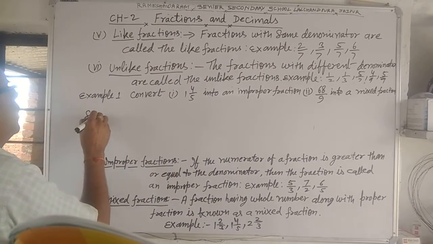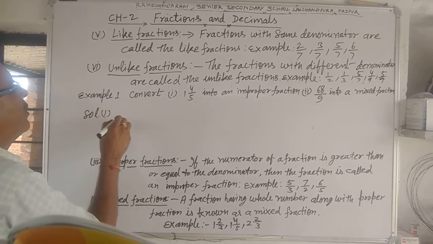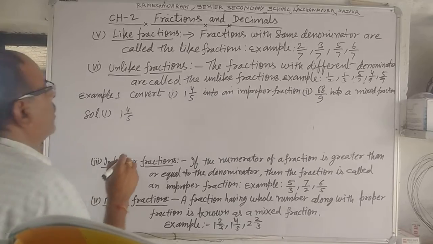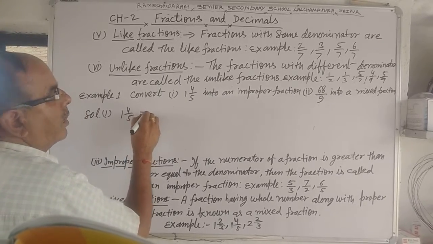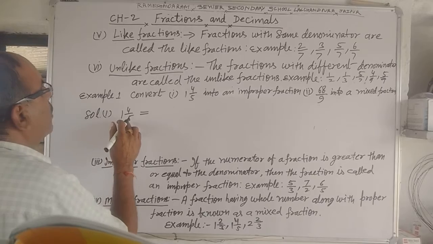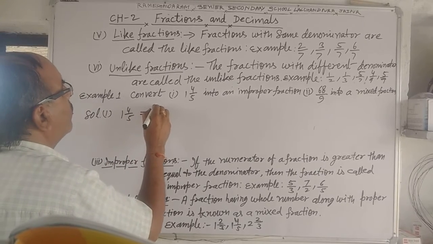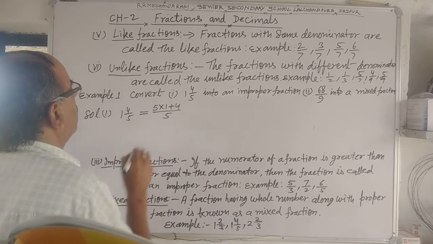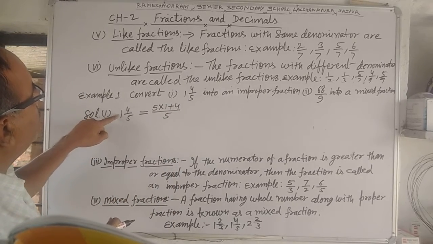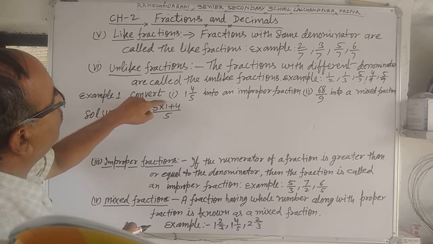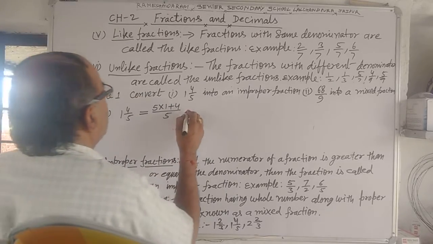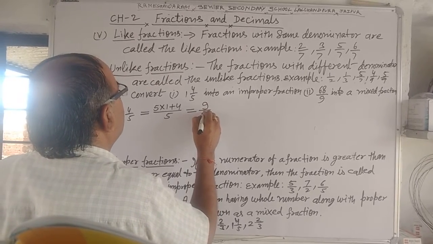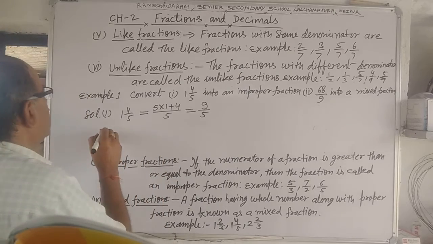Solution. First, 1 and 4 upon 5. We multiply 5 into 1, so 5 into 1 plus 4 upon 5. 5 ones are 5, plus 4, equal to 9 upon 5.